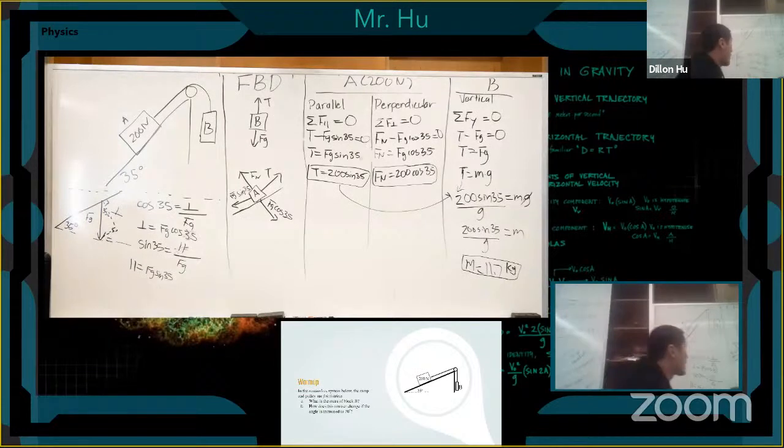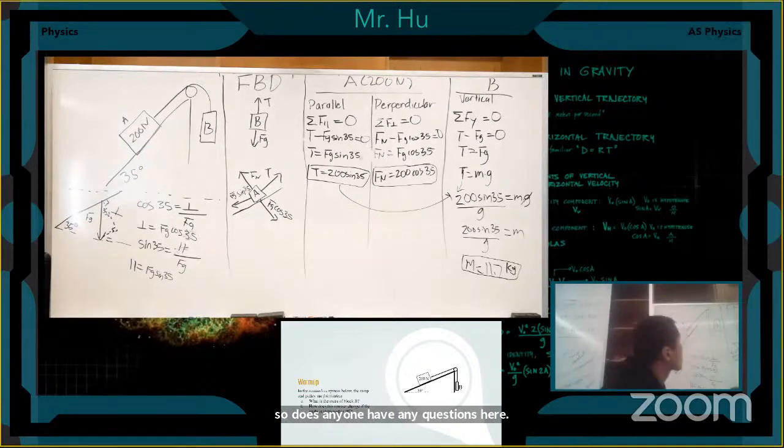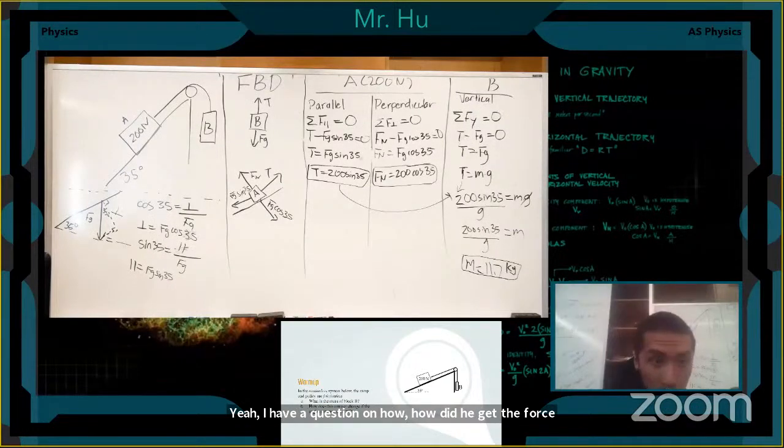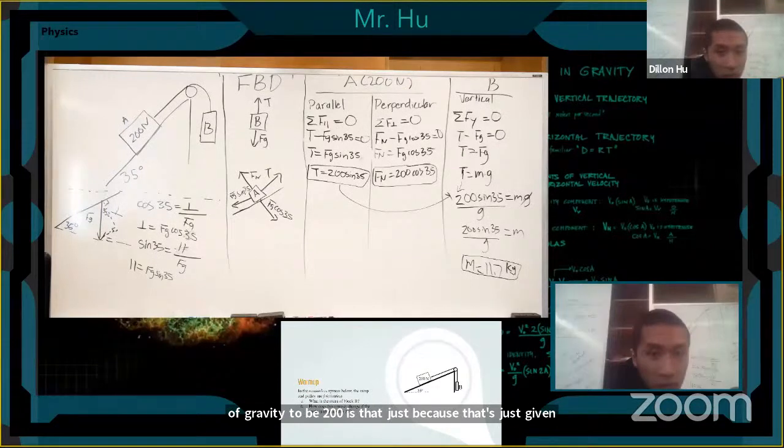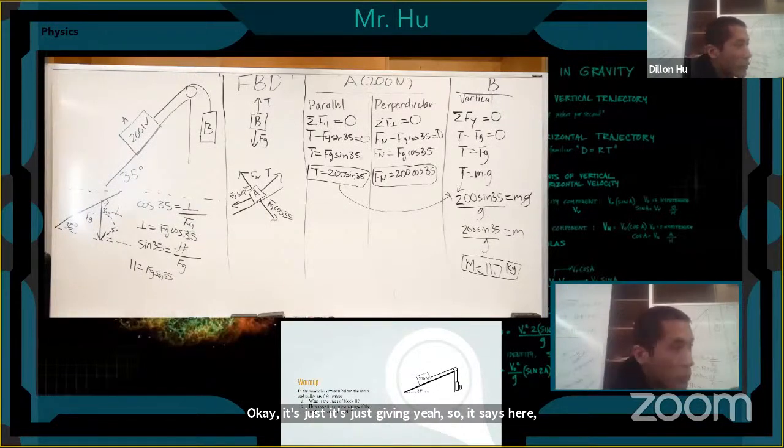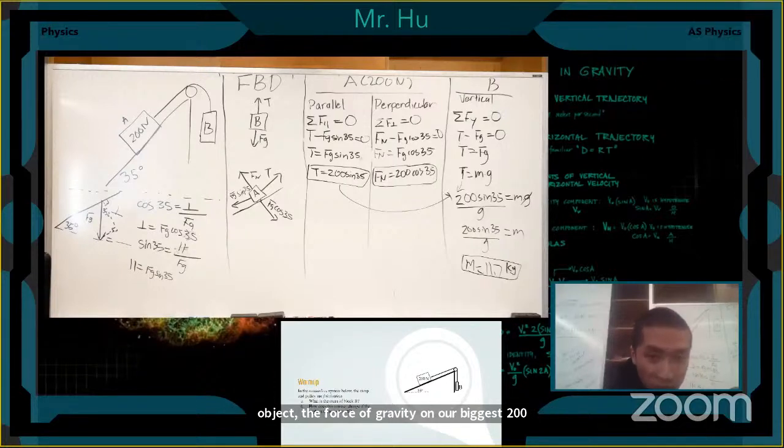So does anyone have any questions here? Yeah, I have a question. How did he get the force of gravity to be 200? Is that just given? Yeah, it's just given. So it says here on the big block, 200 newtons. When it says 200 newtons, that just means that the weight of the object, the force of gravity on the object, is 200 newtons. Okay, thank you.